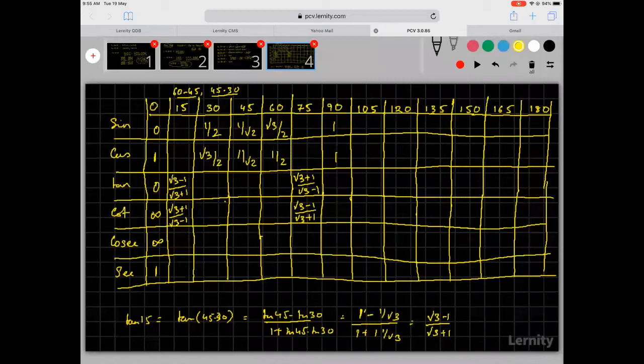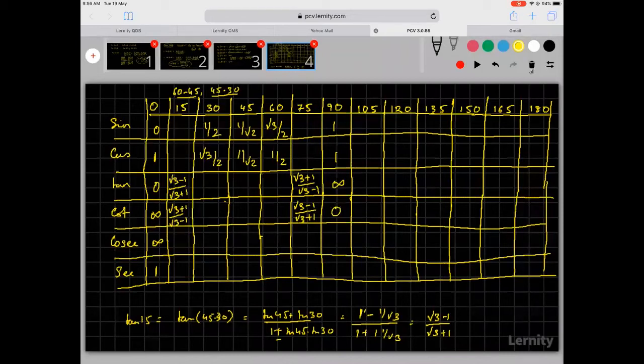See, for tan 75, this will become plus here, so it will become plus here and minus here. So that is what I have done. Okay. So I found these out. Then tan 90 is sine 90 by cos 90. So that is infinity. So this will become 0.